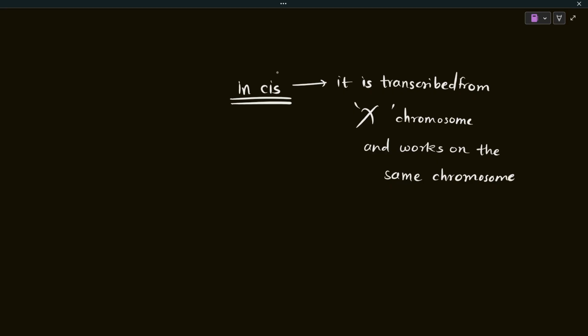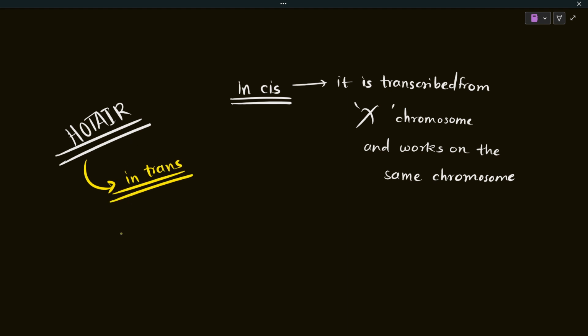On the contrary, there's another long non-coding RNA known as HOTAIR. It works in trans fashion. I hope you remember when we were learning about long non-coding RNA, we learned that HOTAIR is involved in Hox gene silencing. So this can work in trans fashion.